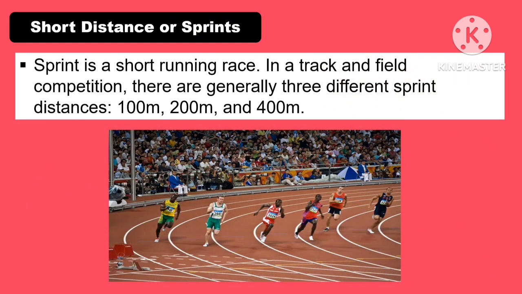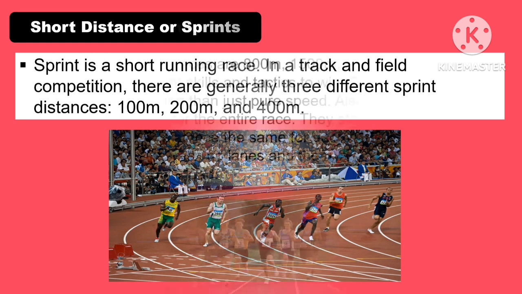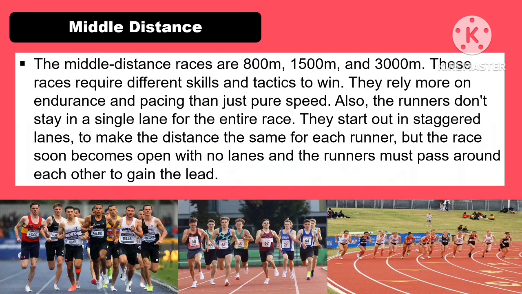Short distance or sprints. A sprint is a short running race. In a track and field competition, there are generally three different sprint distances: the 100 meter, 200 meter, and 400 meter. The middle distance races are 800 meter, 1,500 meter, and 3,000 meter.